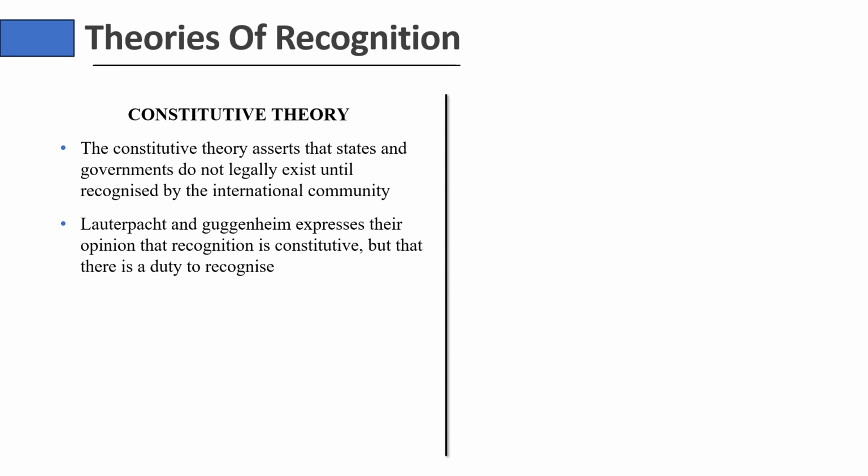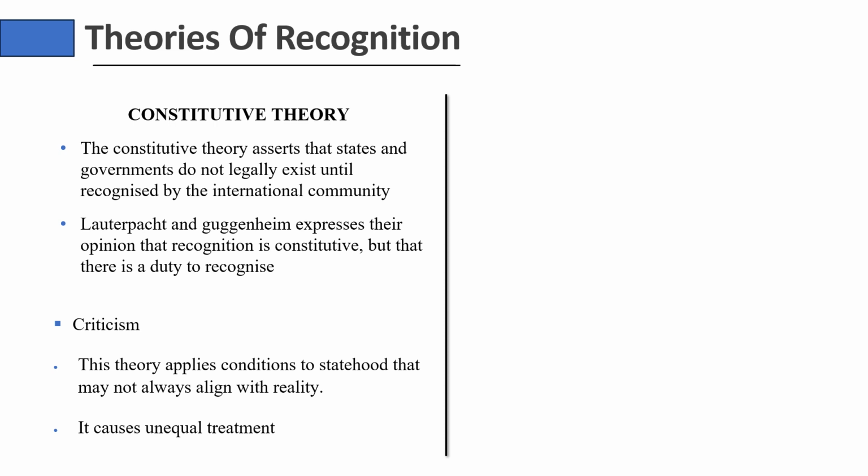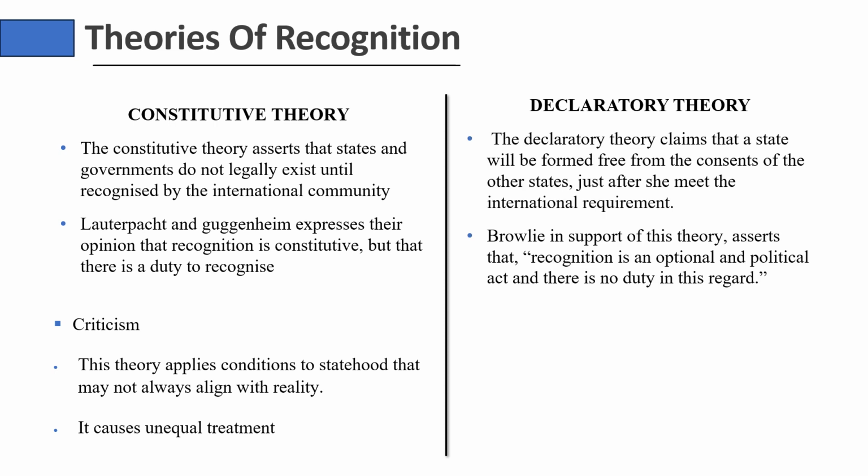Lauterpacht and Guggenheim are two scholars in support of the constitutive theory, but there are critics that say that this theory is not always in line with reality and it causes unequal treatment as recognition may be granted based on subjectiveness and biasness. The other theory is the declaratory theory.